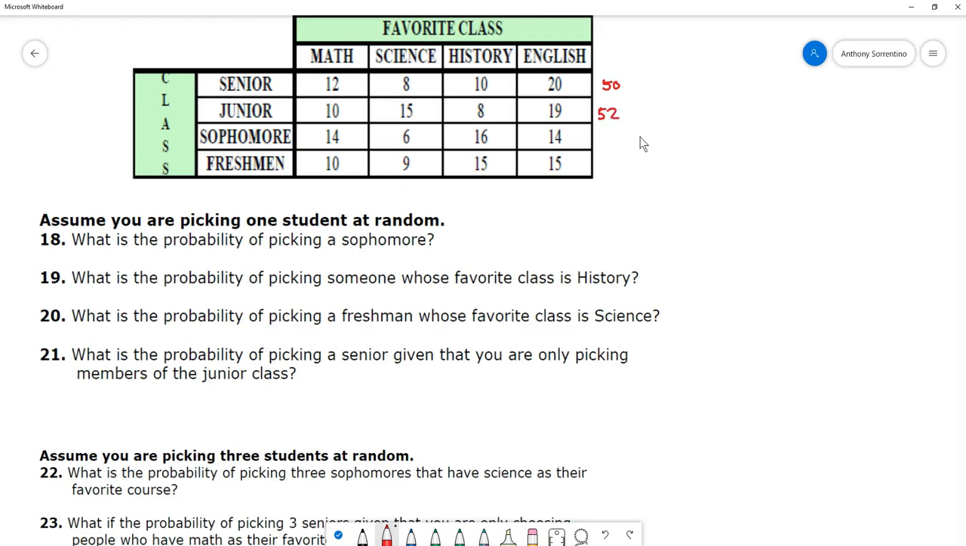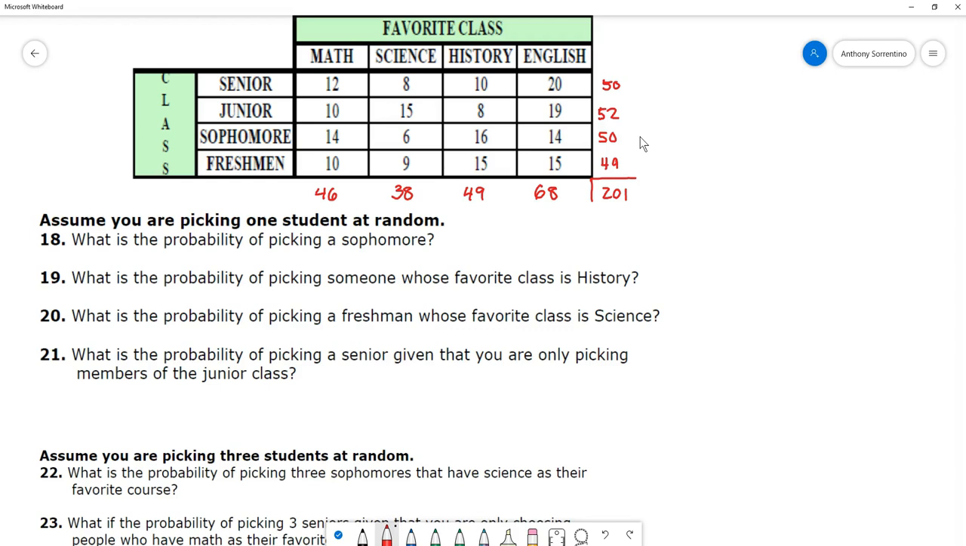And these have meaning. That means there's 50 seniors in this study. 52 of the students here are juniors, 50 sophomores, 49 freshmen, for a grand total of 201 students. Now, as far as class preference, 46, which is the total of this column, prefer math, 38 prefer science, 49 prefer history, and 68 prefer English.